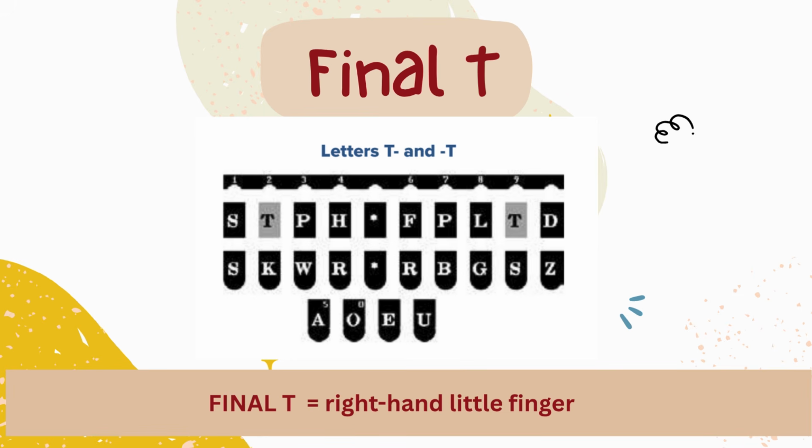Now let's proceed. We have final T. We have learned already initial T. Now let's proceed to final T. So, how do we write final T? Final T is using our right hand little finger. So if initial T is left hand ring finger, final T is right hand little finger. So you just press that and there you have your final T.